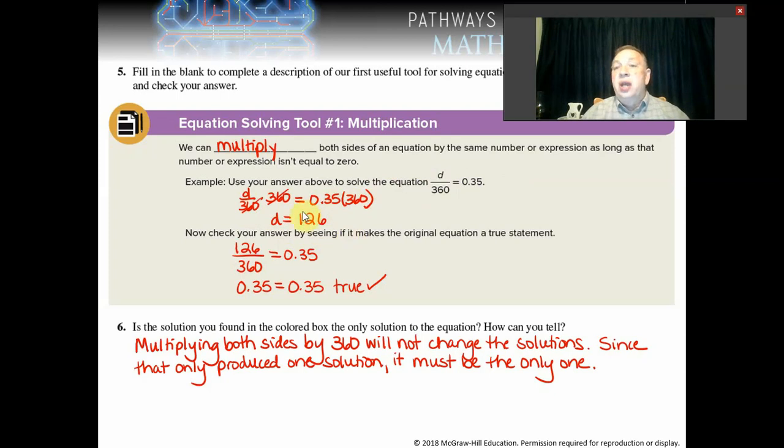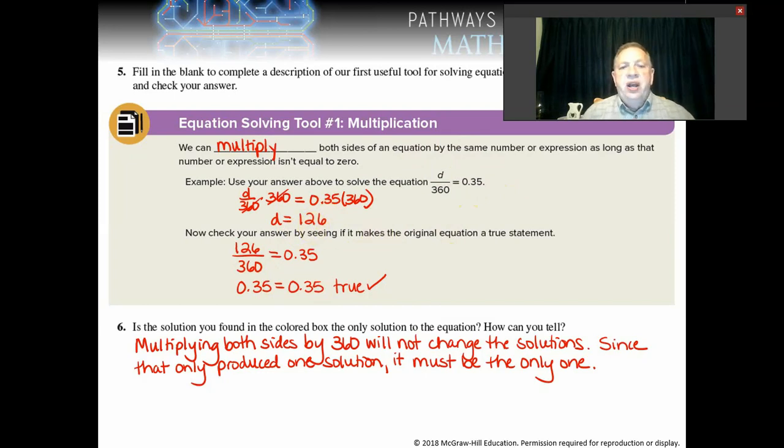And now let's check it. Let's see if this works. If I take 126, divide by 360, I should get 0.35. This is a true statement. Okay, and that's kind of what we wanted to do. I want this to be a true statement. I want d over 360 to be equal to 0.35 when I write it. And now tell me what that d is. Multiply both sides by 360. The d is equal to 126.